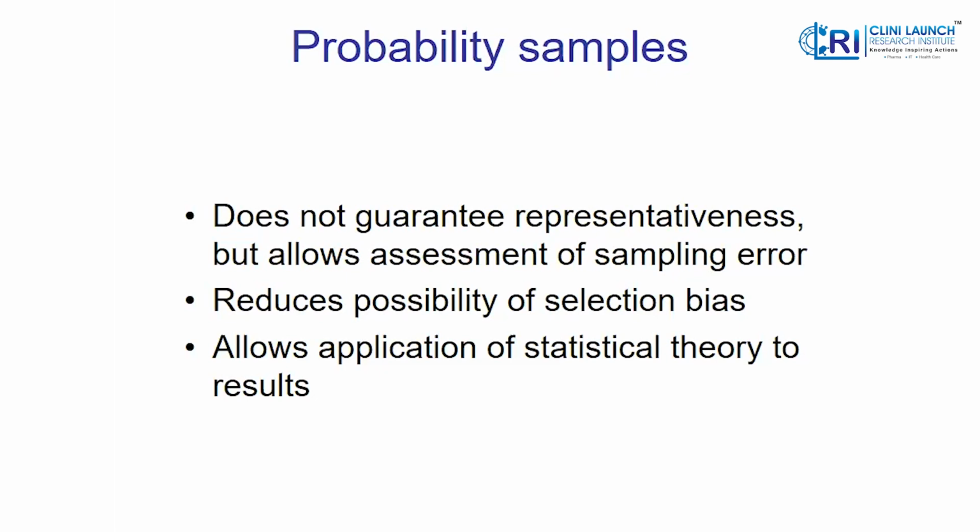Why do we go for probability sampling? Because one of the main and primary concerns for using probability sampling is to reduce the possibility of selection bias. In many studies or trials, you will see that the majority of researchers will try to choose only those samples, or only those patients, which they think will not harm the intervention. So that is the reason why the selection bias has to be reduced.